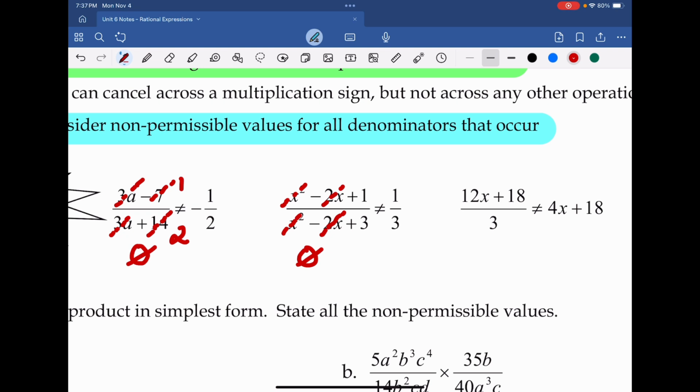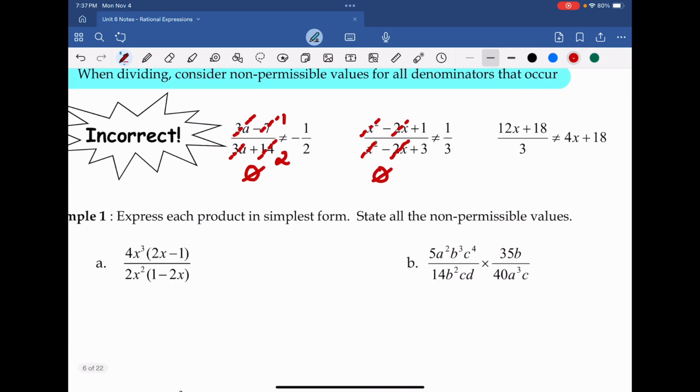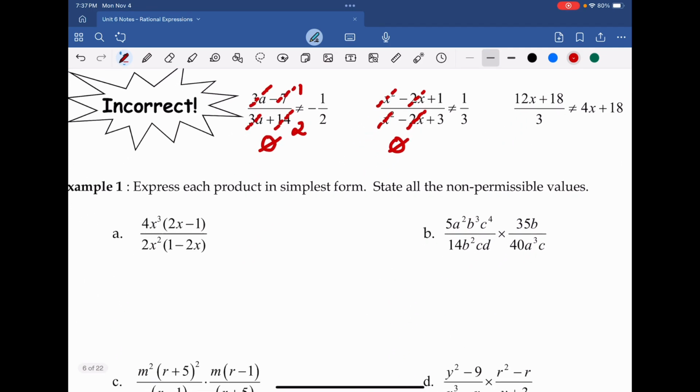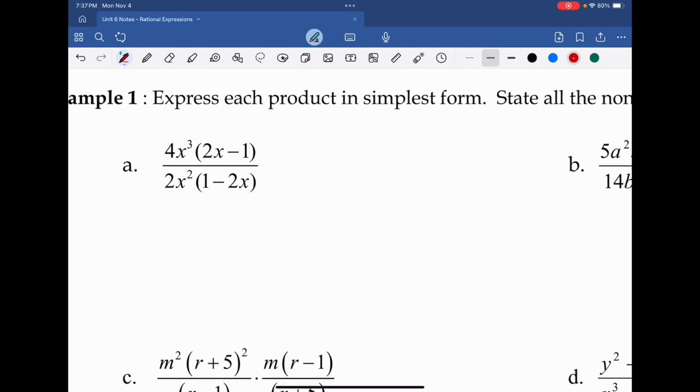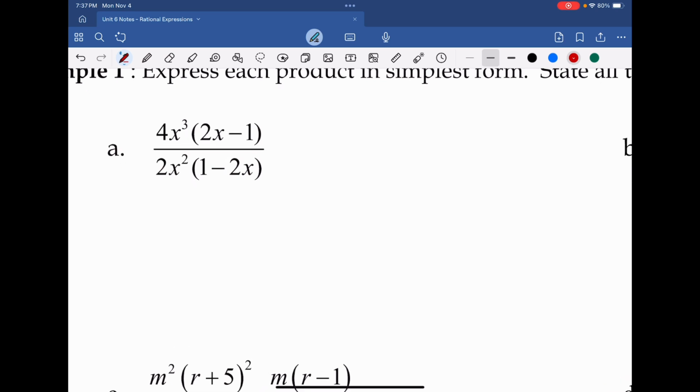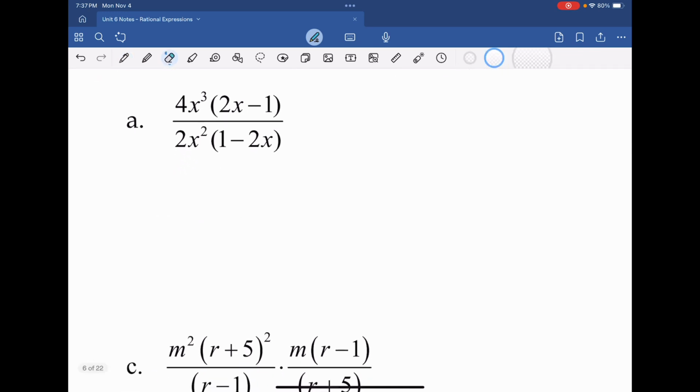So let's take a look at some examples below in which we look at things which we can cancel because they're being multiplied. Express each product in its simplest form and then state the non-permissible values. Well, first and foremost, to determine the non-permissible values, which I think is the most important part right away, let's make sure that we go NPV first, and maybe we'll do these somewhat off to the side here.